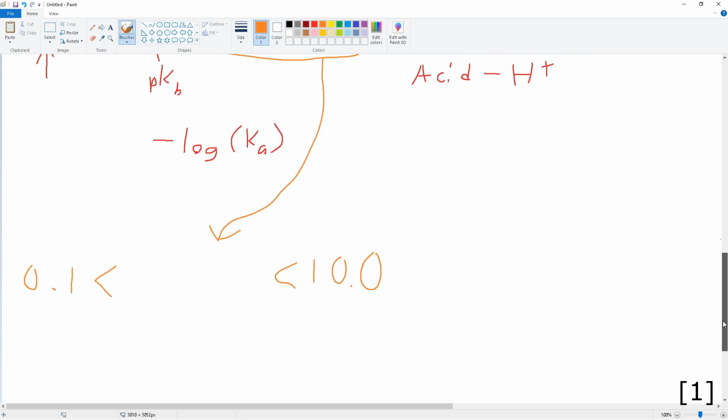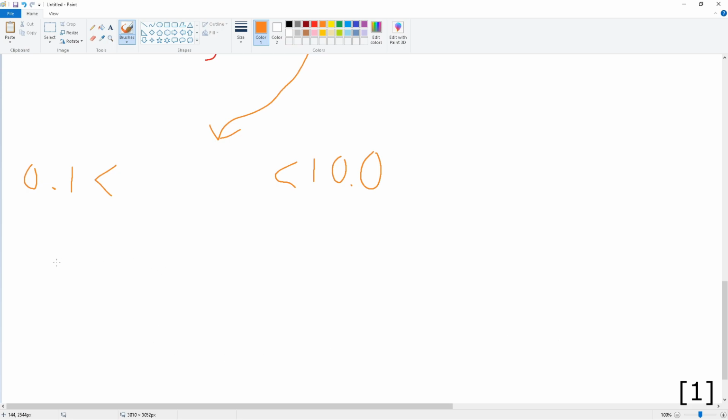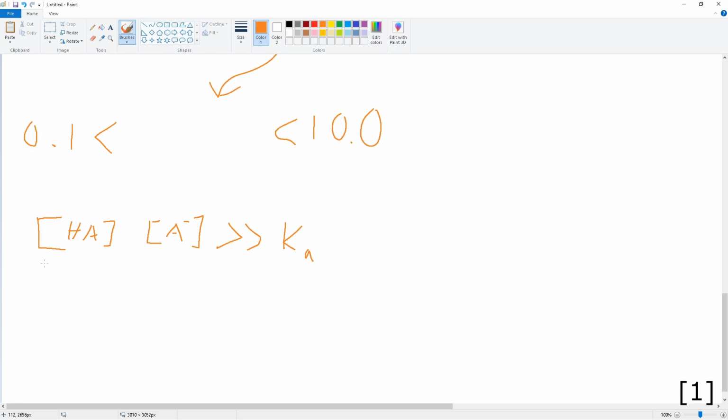Another condition that is supposed to satisfy that same point about containing appreciable amounts is that the concentrations of the base and the acid both have to be a lot greater than the equilibrium constant, shown by those arrows. Usually a good number to be larger by is a magnitude of 100. So essentially you want the concentration of the base and the acid to be at least 100 times larger than the Ka.